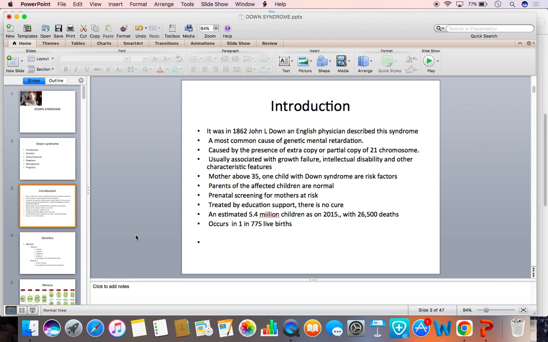An estimated 5.4 million children were affected as of 2015, with 26,500 deaths annually. The rate of occurrence is 1 in 775 live births. It appears to be very high with regard to genetic syndromes.